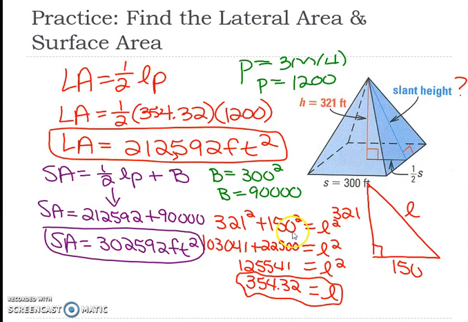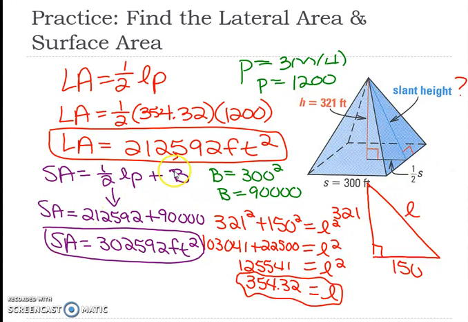Then L: 321 squared plus 150 squared equals L squared. I'm looking for the slant height. If I do the math and take the square root, I get 354.32. So we're going to use that for the slant height. Half times slant height times perimeter. The perimeter of the base is 300 plus 300 plus 300 plus 300, which is 300 times 4, 1200. Multiply these three numbers on the calculator and I get 212,592 square feet.